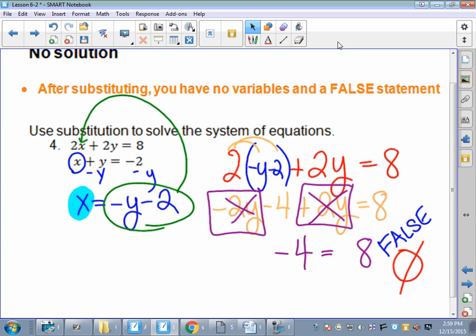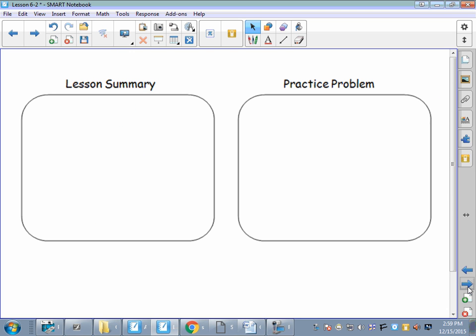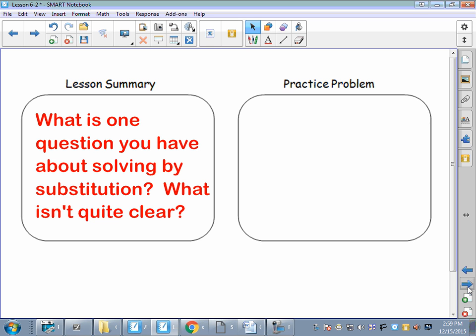So there's some more examples on your note sheet if you want to do more examples. However, I do have 2 things that I want you to do before you come to class. First thing, do more, actually 3. Do more problems if you need to, because there's more practice problems. Answer this: what's one question you have about solving by substitution, or what isn't quite clear? You need to actually answer that. Write down a question, write down something you're not sure about so that we can make sure that we talk about it. So think about it, go back and look in the examples if you need to, but one question that you have about solving by substitution.